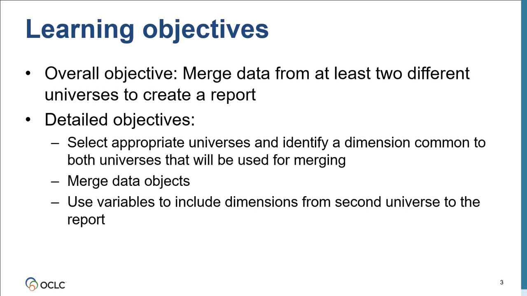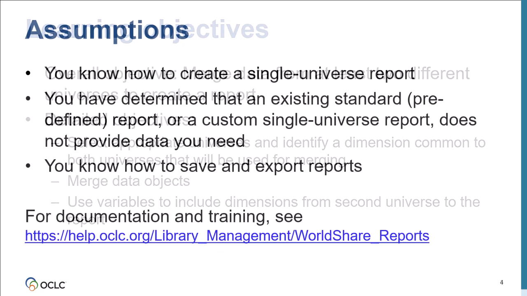After you have watched this video, you should be able to merge data from two different universes to create a report. This includes selecting the appropriate universes and identifying a dimension common to both universes that will be used for merging, such as barcode or OCLC number, as well as merging data objects and using variables to include additional dimensions from the second universe in the report.